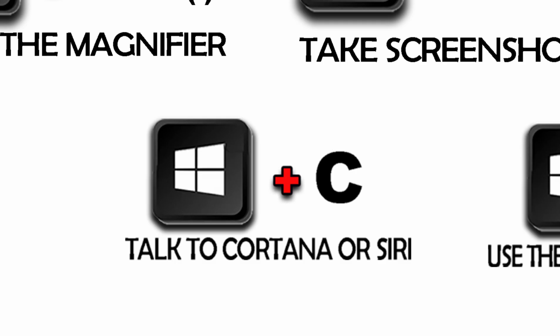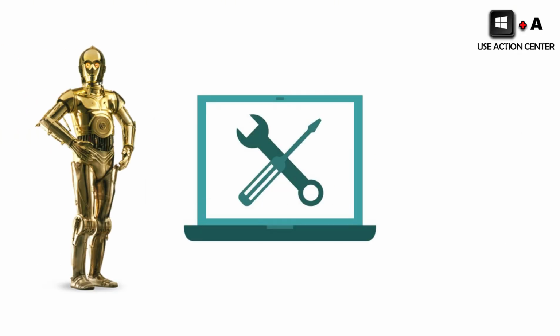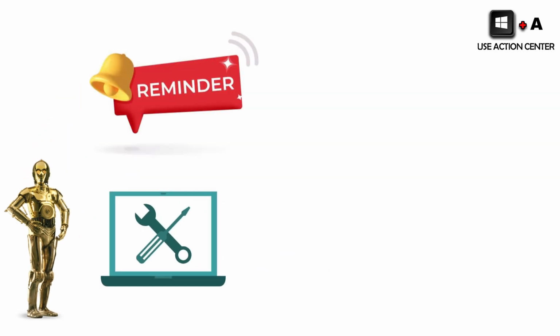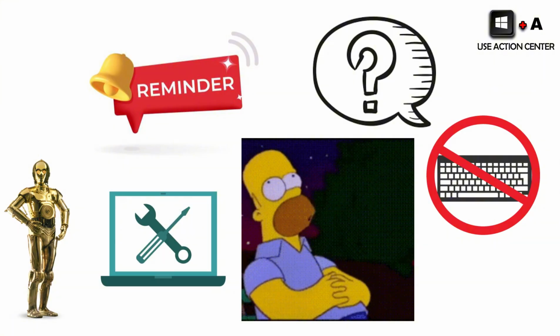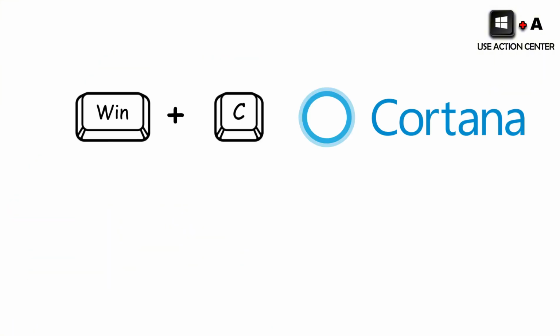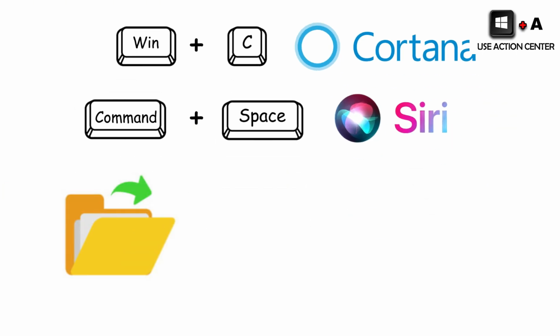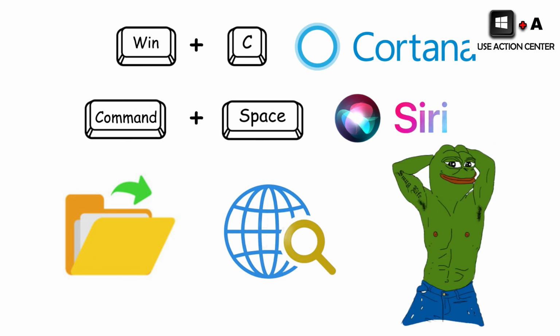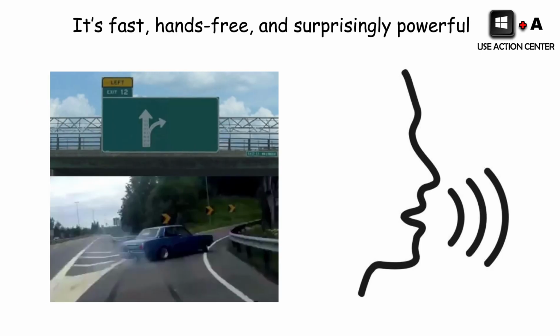Talk to Cortana or Siri. Your computer isn't just a tool, it comes with its own personal assistant. Need to set a reminder, launch an app, or ask a random question? Don't type, just talk. On Windows, press Windows+C to summon Cortana. On Mac, press Command+Space to call Siri. They can open files, search the web, or even tell you a joke when you've been coding too long. It's fast, hands-free, and surprisingly powerful. Because sometimes the fastest shortcut is your voice.